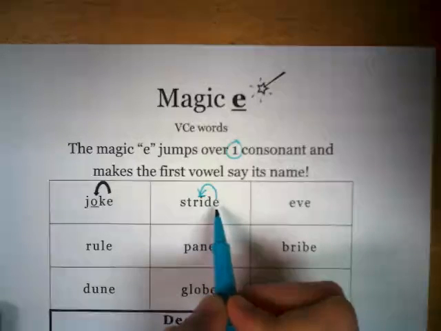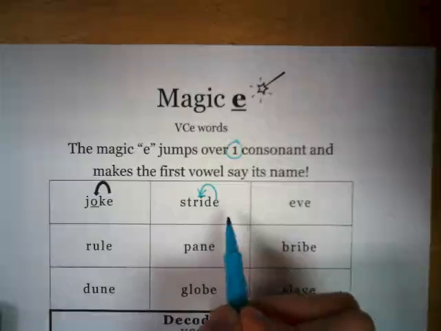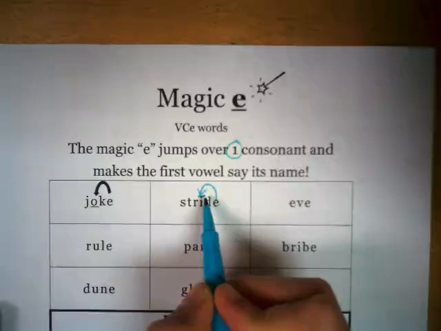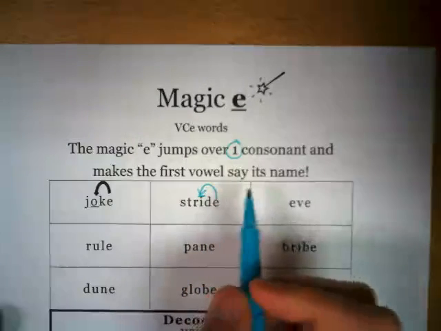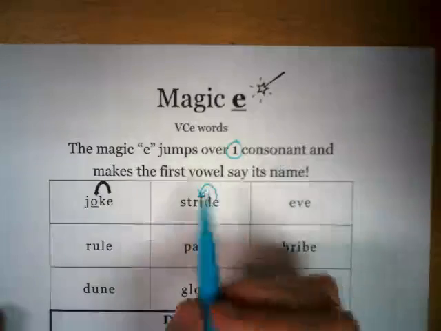Now, I don't say this is a silent E. This is a magic E. It has a job because it makes the I say its name. So we like to refer to it as magic E, not a silent E. There are silent E's, and we'll get to that, but these are not silent E's.